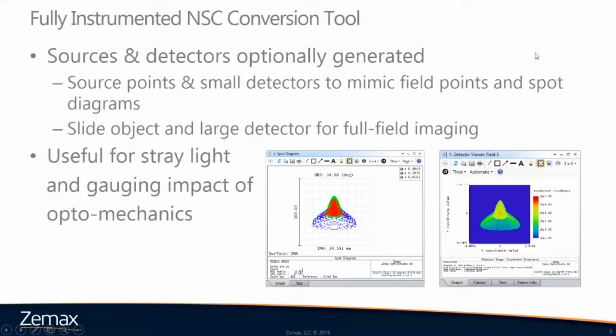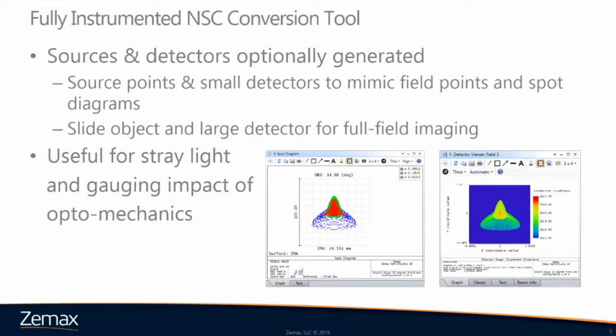Okay, the next feature I want to talk about is the fully instrumented non-sequential conversion tool. What this does is it takes the non-sequential conversion tool that we previously had and it improves it by optionally allowing you to convert your field points to source points in non-sequential mode and conjugate detectors that allow you to simulate spot diagrams in non-sequential mode.